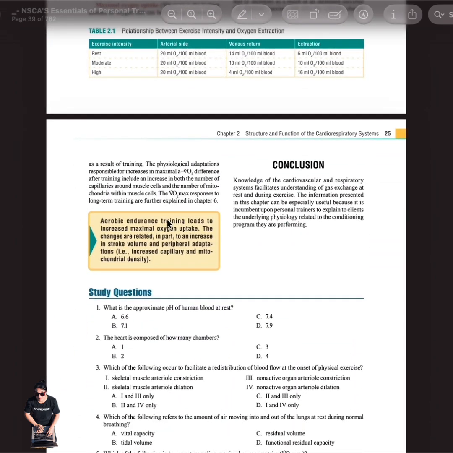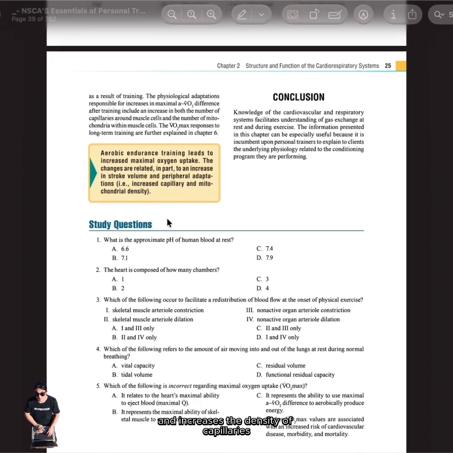And then lastly, training adaptations. Aerobic training increases VO2 max. That's the key of all of this, by improving stroke volume. So if there's a question asking, how does aerobic training increase VO2 max? It improves stroke volume and increases the density of capillaries and mitochondria in the muscles.